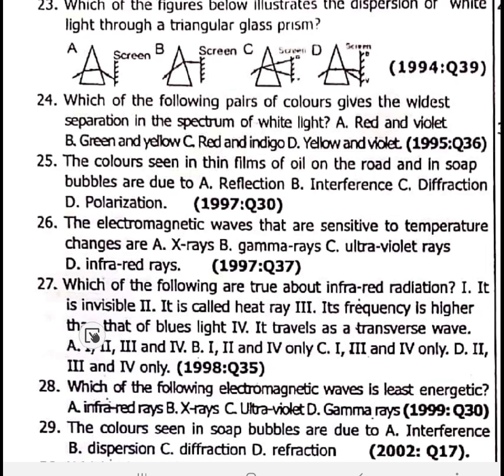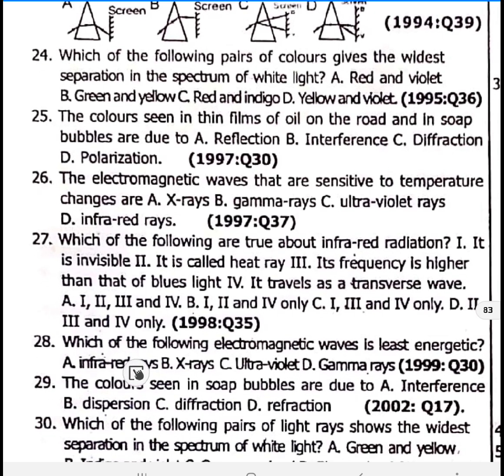It's invisible. It is called heat ray. Its frequency is higher than that of the blue light. It travels as a transverse wave. 27 is option A. 28. Which of the following electromagnetic waves is least energetic? 28 is least energetic. Gamma ray is least energetic.